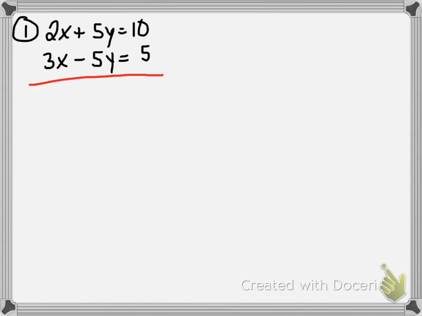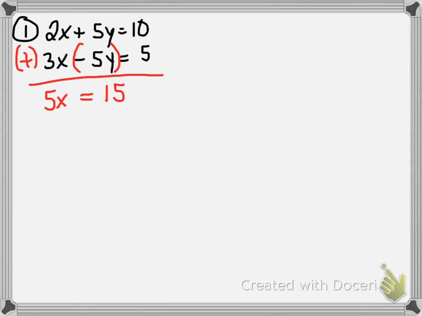So all we're going to do is add the two equations. When we add these two equations, 2x plus 3x is 5x. 5y plus negative 5y, remember this is negative 5y right there, so that's going to give us 0y, which is just 0. So that variable is the one that's going to get eliminated, hence the reason it's called the elimination method. Then we add on the other side of the equal sign 10 and 5 and we get 15.